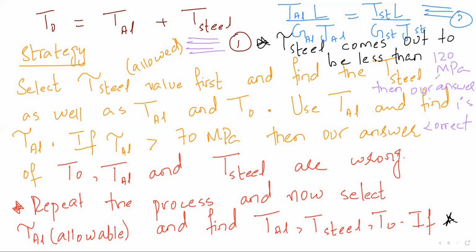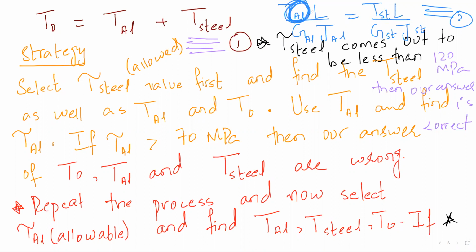Select torque steel value, find the T steel as well as T aluminium and T naught. So you will use this shear stress value. You will find T steel. Once you have found the T steel, then you will substitute here. Hang on here. See the screen, this one. Once you are substituting here, you will get torque of aluminium.